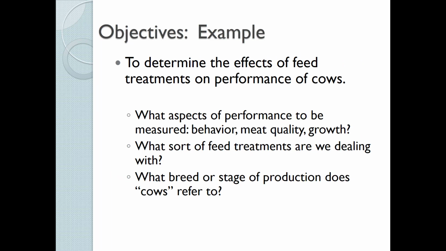All right, so let's look at another example. If we were to determine the effects of feed treatments on the performance of cows, you can start to ask yourself some questions here. Okay, so in general, do you think that this objective is as good as it could be? Okay, so if your answer to that was no, because it's really vague, we have no idea what feed treatments we're talking about, we don't even know what type of cows we're talking about, and we're missing the more specific information as to what the quote-unquote effects even are, we could then start to ask this series of questions, right?